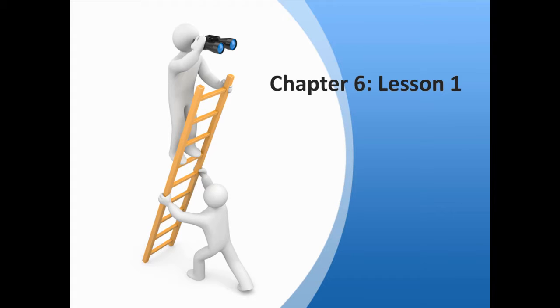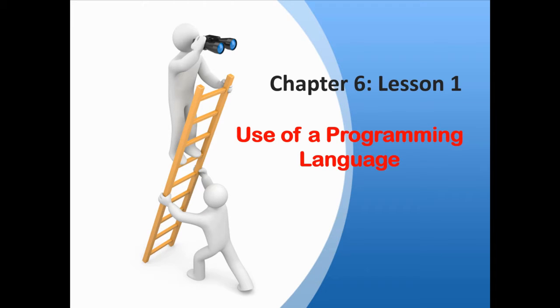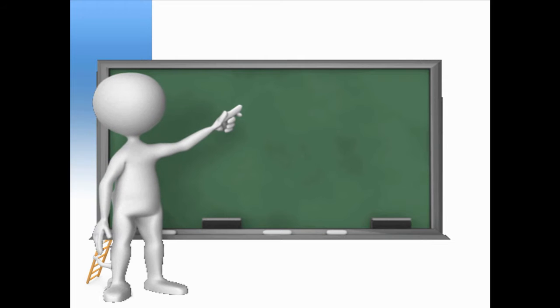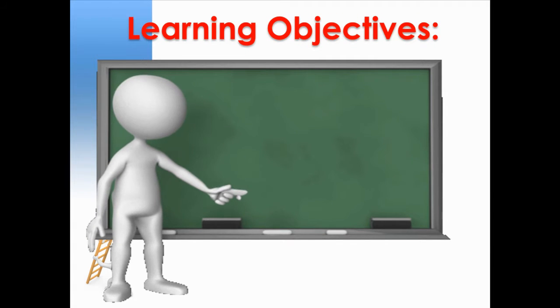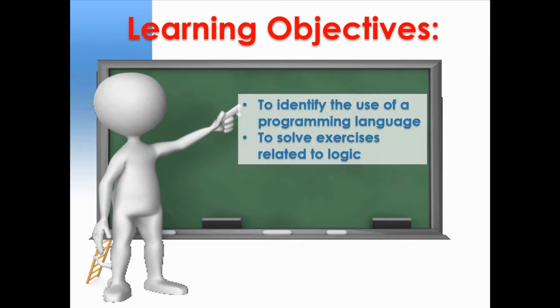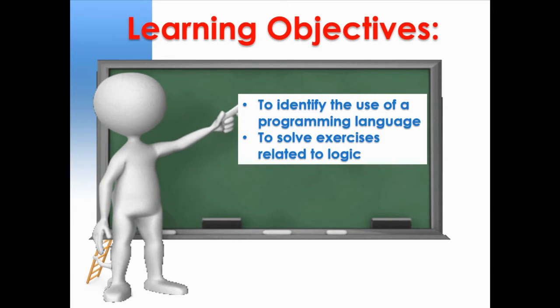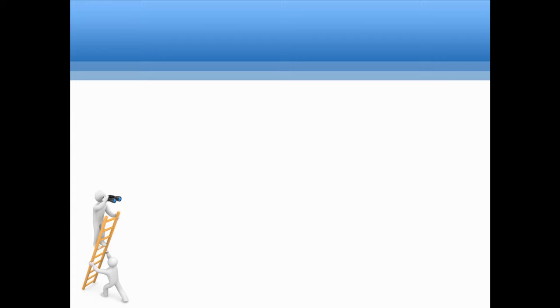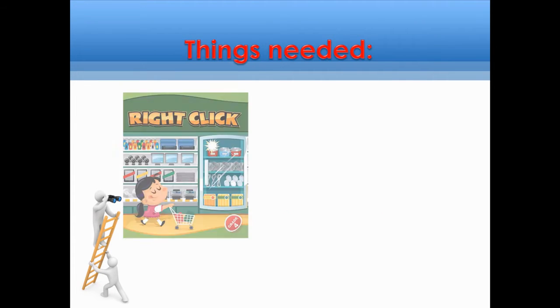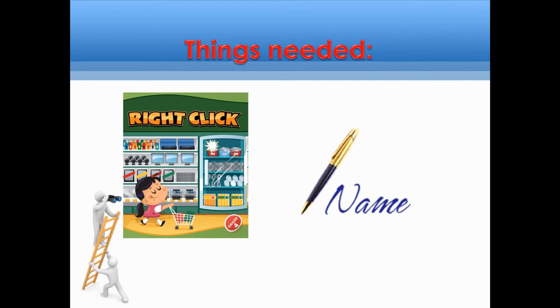We are now in Chapter 6, Lesson 1, entitled The Use of a Programming Language. By the way, this lesson can be found on your textbook, pages 68 to 69. Here are the objectives of today's lesson: to identify the use of programming language and to solve exercises related to logic. The materials needed are your textbook and your pen.